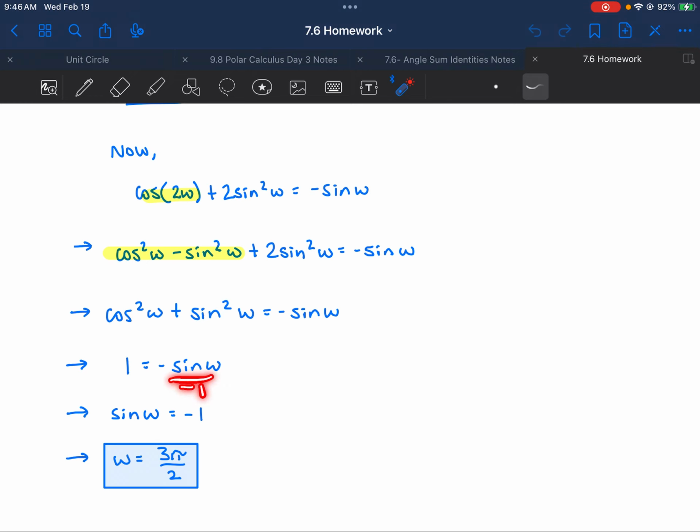Then I just divided negative 1 on both sides. Now we have sine of w equals negative 1. And sine is negative 1 when the angle is 3 pi over 2. So the answer is w equals 3 pi over 2.